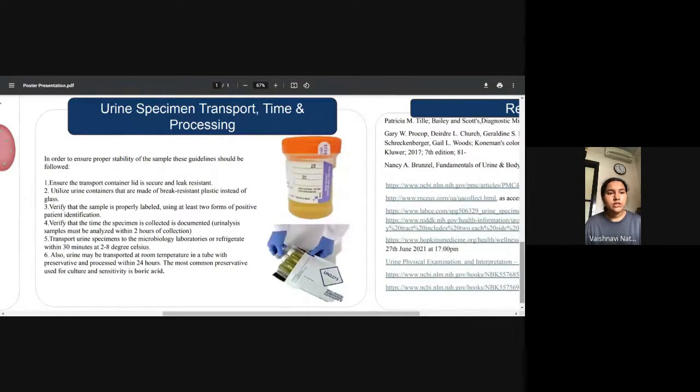Transport urine specimens to the microbiology laboratories or refrigerate within 30 minutes at 2 to 8 degrees Celsius and specifically at 4 degrees Celsius. Also, urine may be transported at room temperature in a tube with preservatives and can be processed within 24 hours, only if the preservative is added. The most common preservative used for culture and sensitivity is boric acid, but also hydrochloric acid, oxalic acid, or acetic acids are used as preservatives.